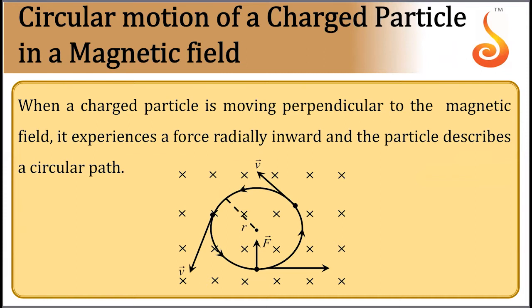That is circular motion of a charged particle in a magnetic field. Suppose a charged particle enters in a direction perpendicular to the magnetic field, it traces a circular path as shown in the diagram. Here the cross mark represents the magnetic field into the plane of the board. Just note down this diagram.